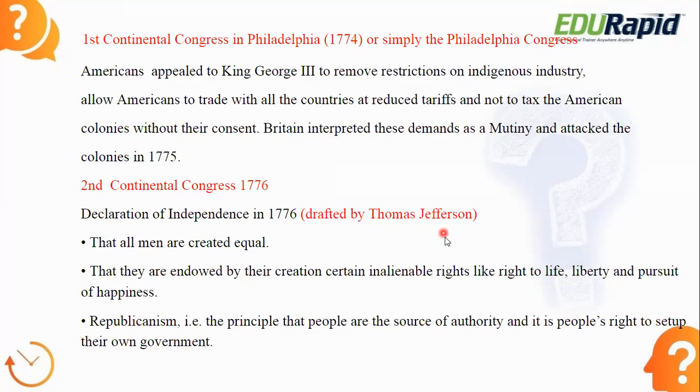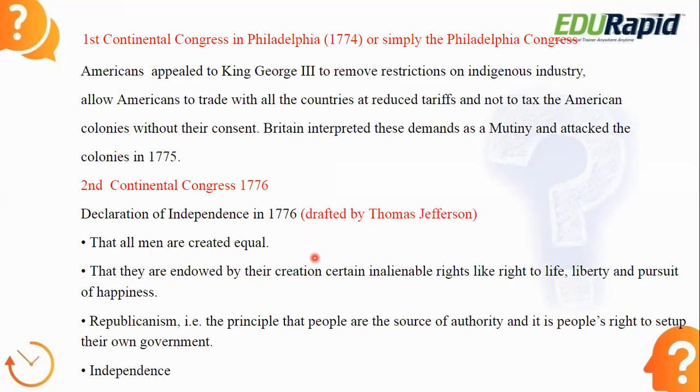So it was drafted by Thomas Jefferson. I told you, right? Thomas Jefferson, he was a thinker and philosopher, a very important one. He declared the independence of America on July 4th, 1776. In that declaration, he laid down a lot of norms. A lot of things were there. One is that all men are created equal. Why did they come up with such new ideas? Because they were fed up with the old society. So now they came up with the new idea, that all men are created equal.